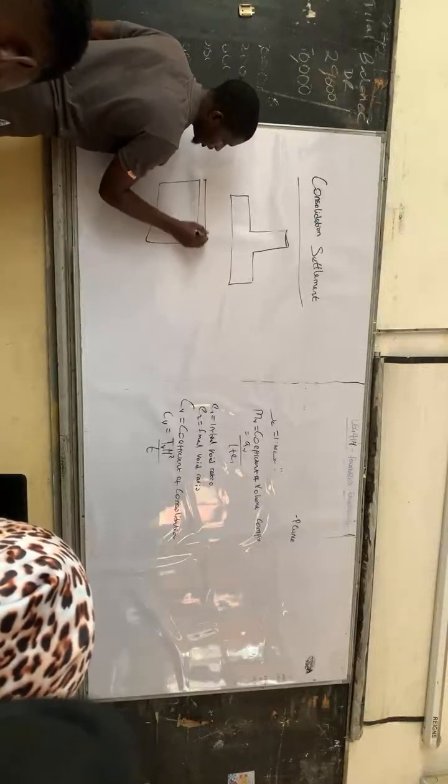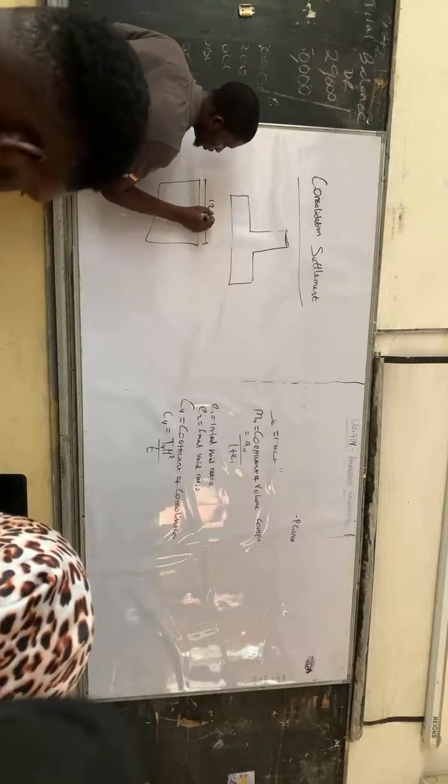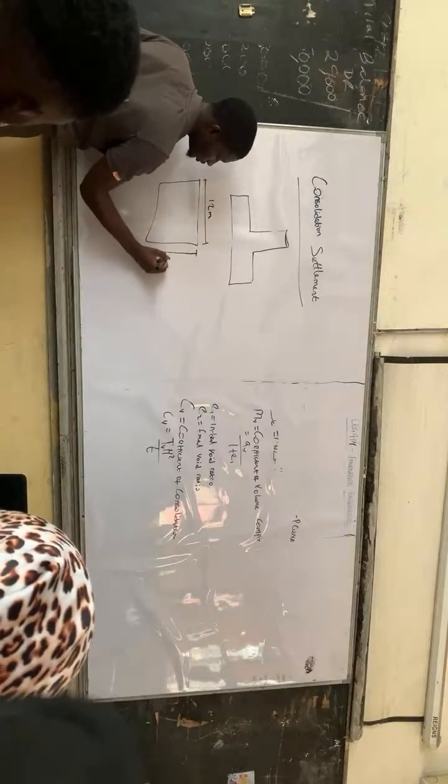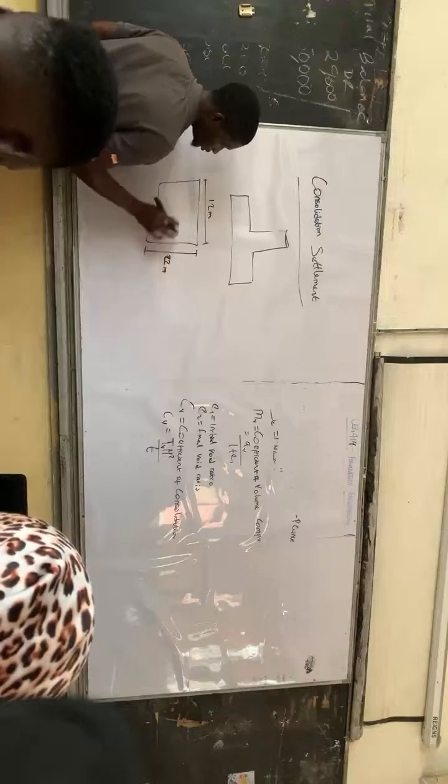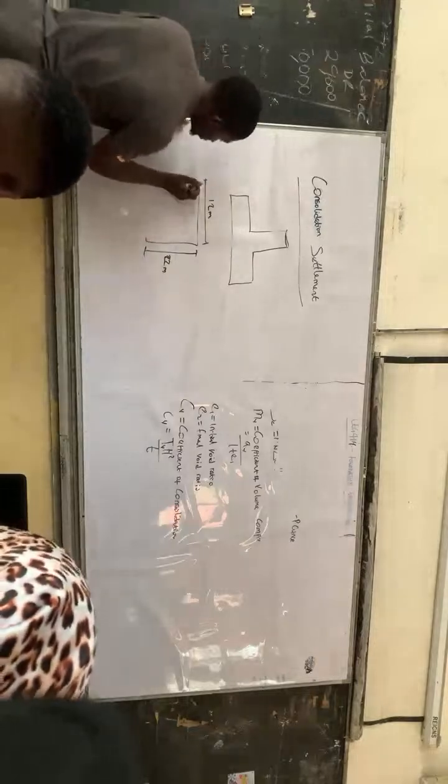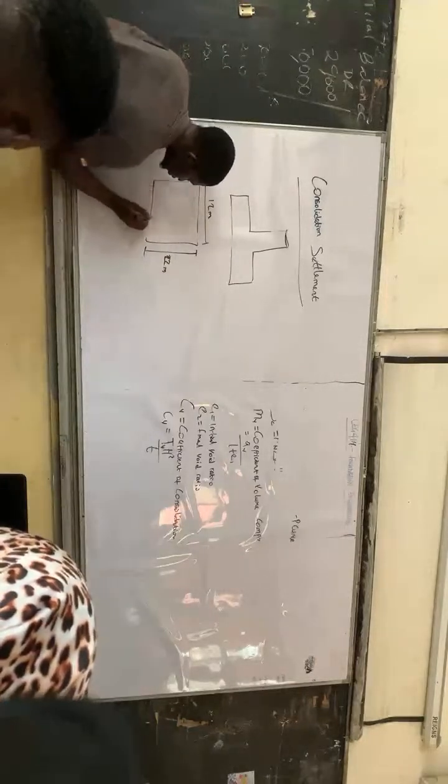Twelve meters by 22 meters. 12 meters by 22 meters. I'm coming. Sorry. Come. Let me draw this well. So this is the top view of our raft foundation.